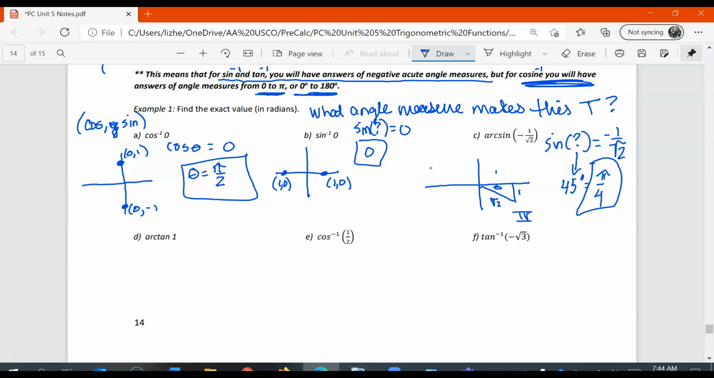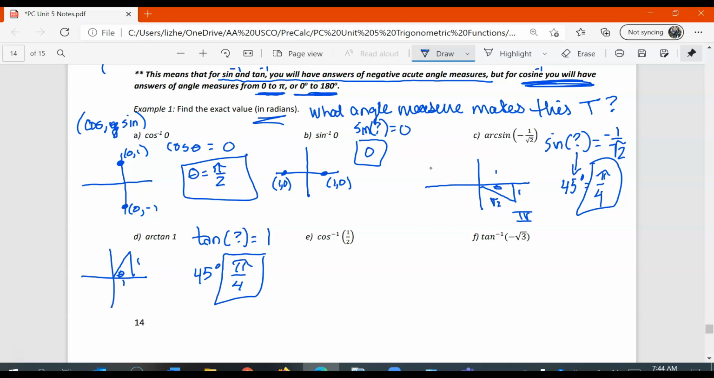Next one, arctan of 1, and this is saying the tangent of what angle is 1. So again, you know you're dealing with a 45-degree angle. First of all, it's positive, so it's going to be there, (1, 1). There's theta. To get 1, you have to have it at 45 degrees, which is pi over 4. I think it said to do them in radians, yeah.